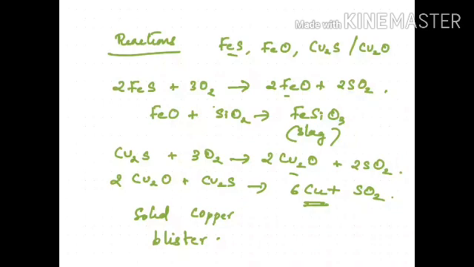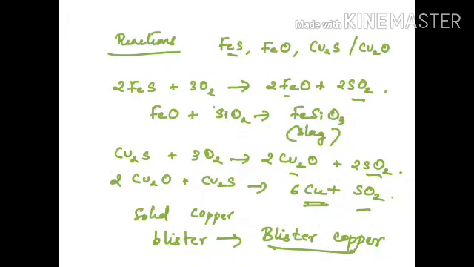Why are there a lot of holes? In this reaction gas is getting evolved, right? Sulfur dioxide gas is evolving out. So the escaping of the gas leads to the formation of a lot of blisters over here. Due to that reason we call such copper blister copper. So this is how we are preparing our copper.